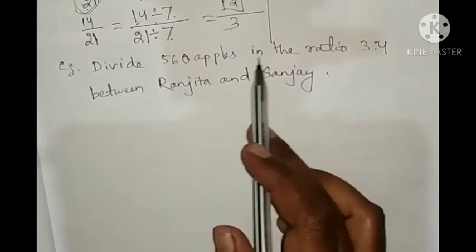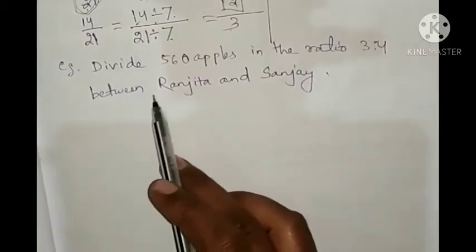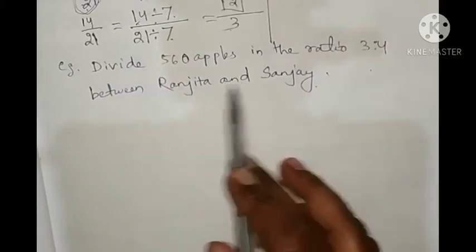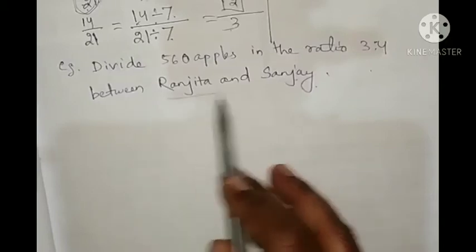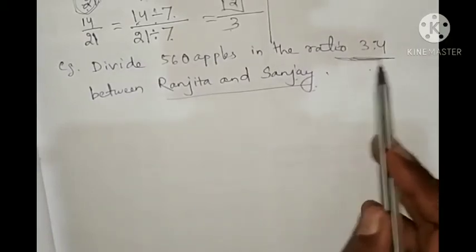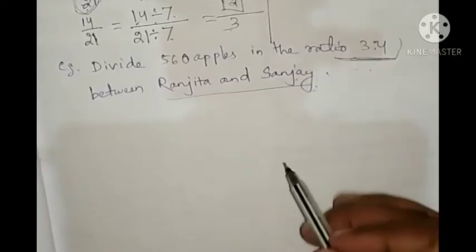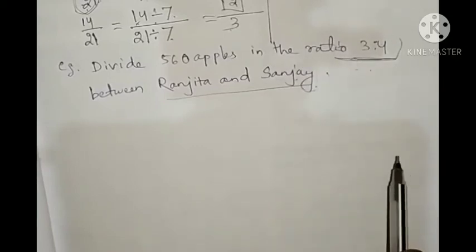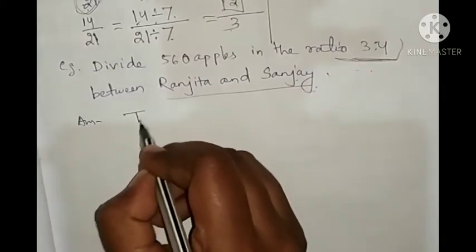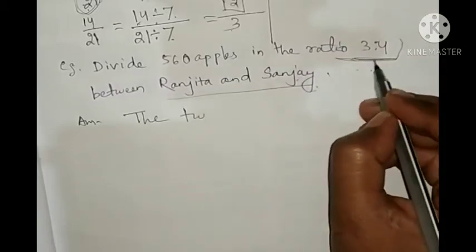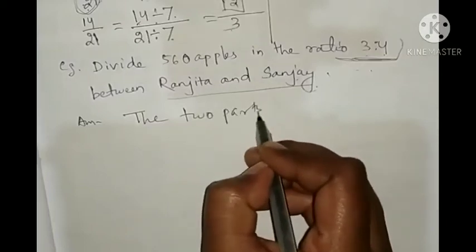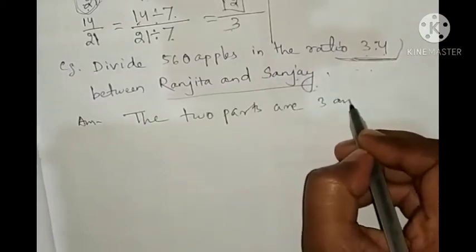Next we'll see another example. Divide 560 apples in the ratio 3:4 between Ranjita and Sanjay. So we have to divide 560 apples between these two children. What are they telling? They are telling that we have to divide in this ratio. So how will we do that? First we'll write the two parts. In the ratio we have two parts, 3 and 4. So we'll write the two parts are 3 and 4.